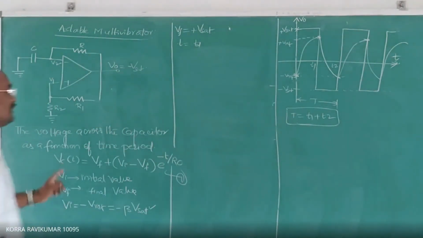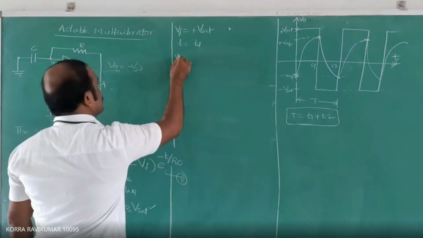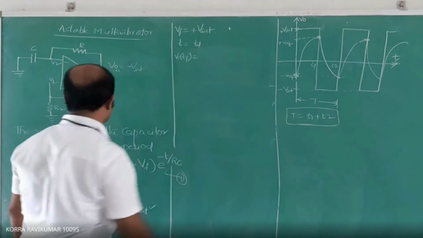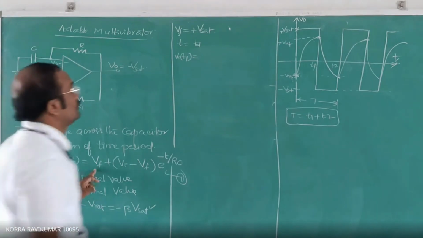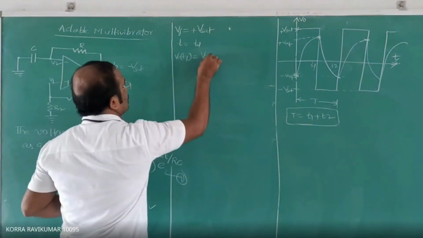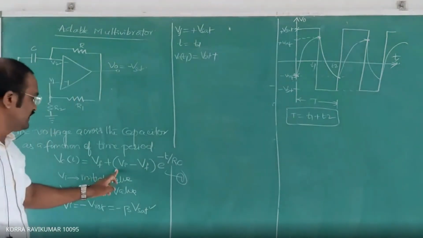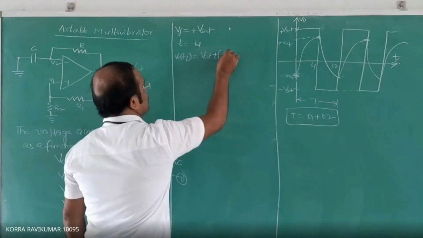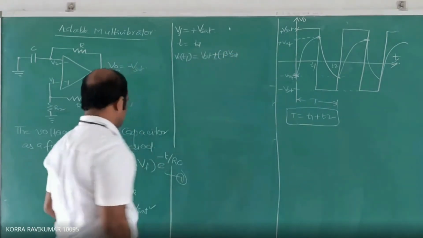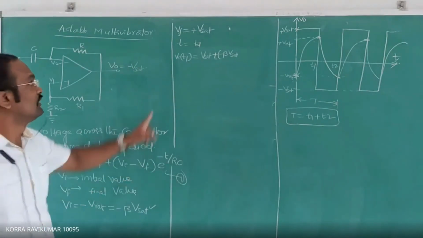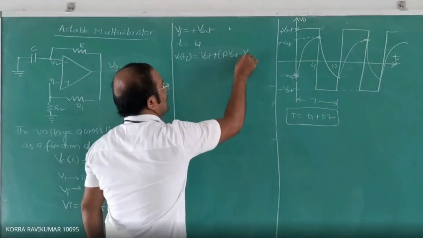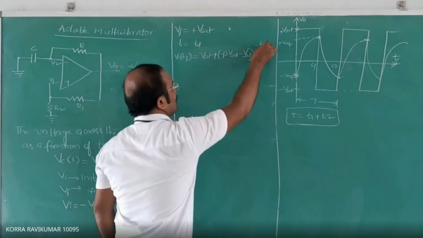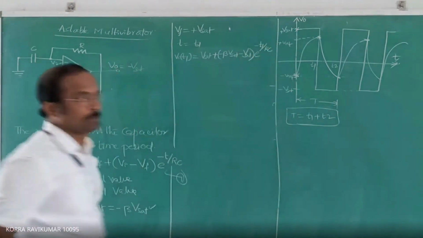Then we have Vc of t, where t means t1. Vc of t1 is equal to Vf, the final value, V saturation, plus Vi, which is minus beta into V sat, minus V reference, minus V final, here minus V sat, into e power minus t equals t1 divided by RC.